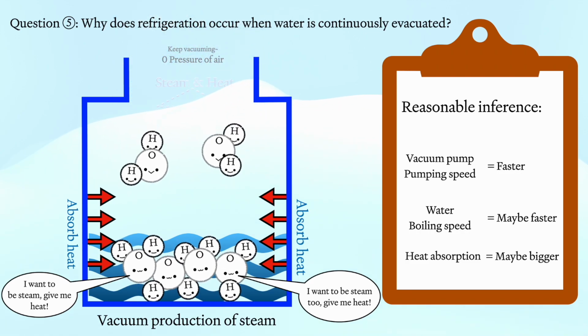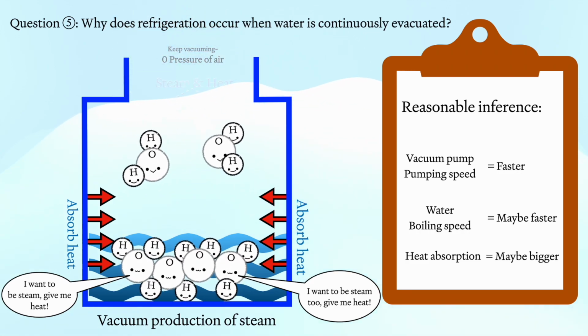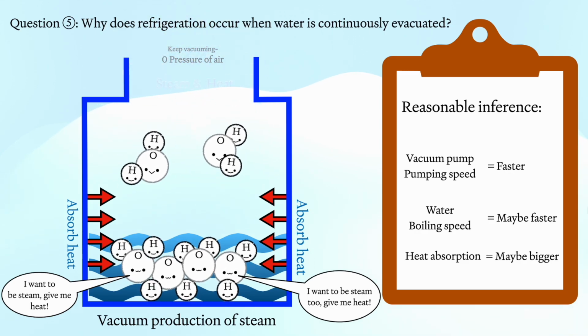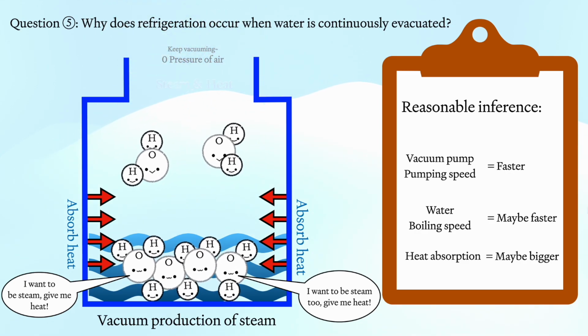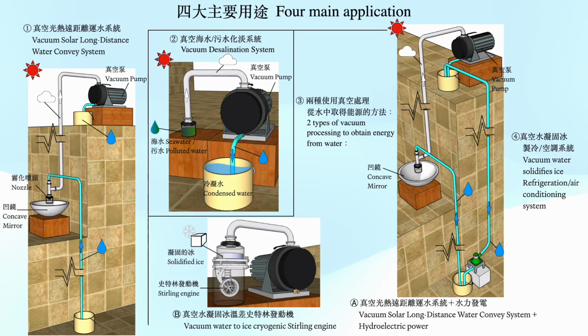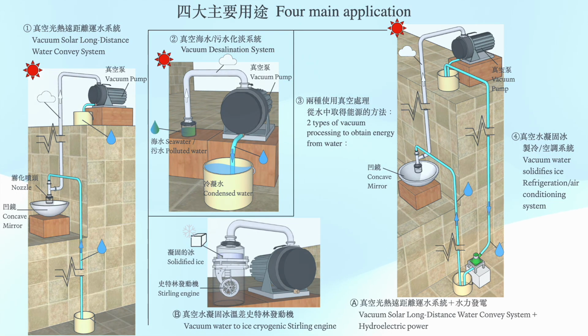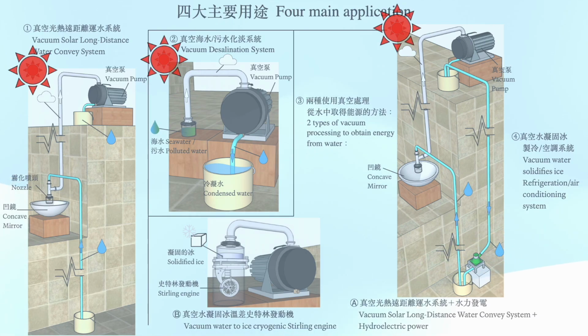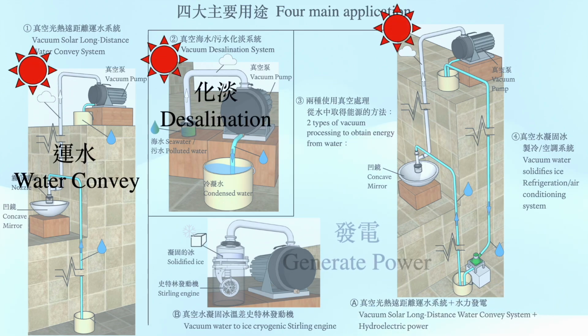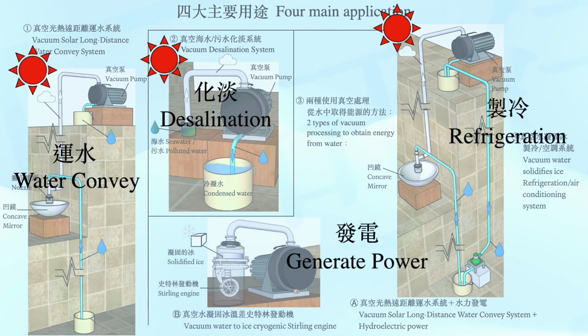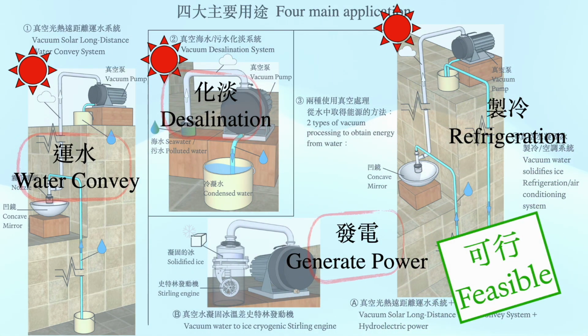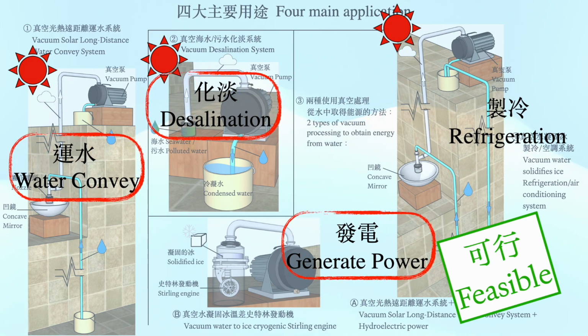This phenomenon can reasonably be inferred: the faster the vacuum pump pumping speed, the faster water boiling speed may be, and more heat is absorbed. If the most environmentally friendly energy, solar heat, can be added as a heat source to provide additional energy for the water conveying, desalination, and power generation system mentioned in the previous episode, it's likely that the evaporation rate of water can be accelerated and the efficiency can be greatly increased.